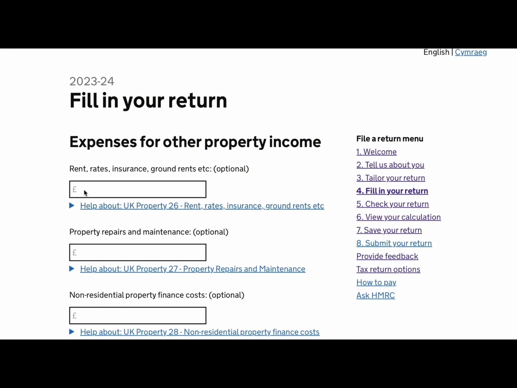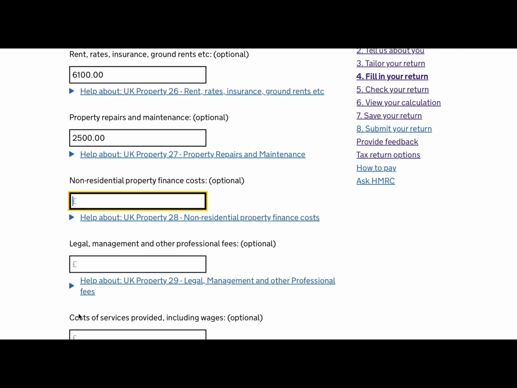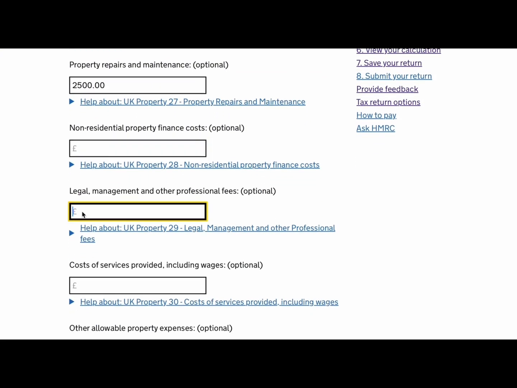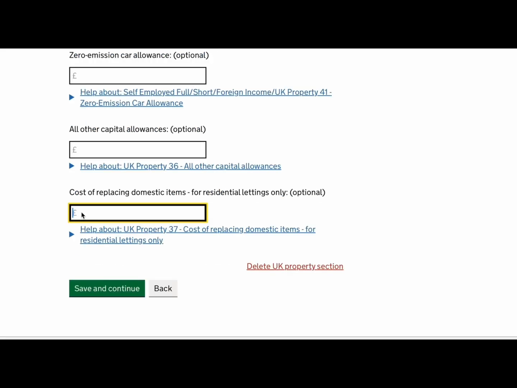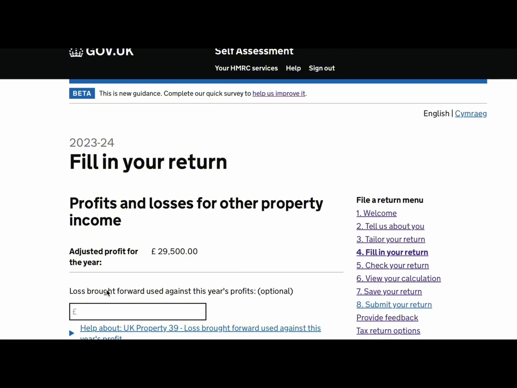Save and continue. Expenses for other property income. Rent, rates, insurance, ground rent cost £6,100. Property repairs and maintenance £2,500. There is no commercial mortgage on this property. Legal, management and other expenses £4,100. Other allowable property expenses £2,200. Cost of replacing domestic items £1,800. Save and continue.